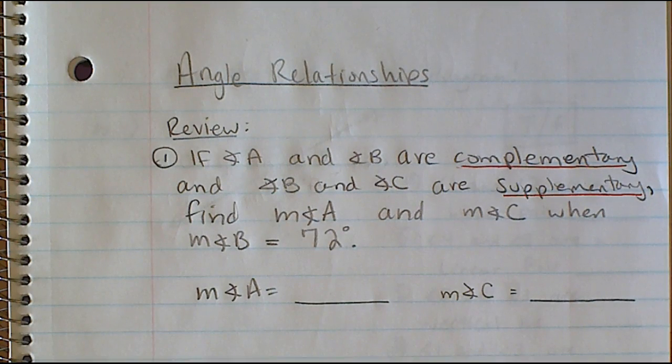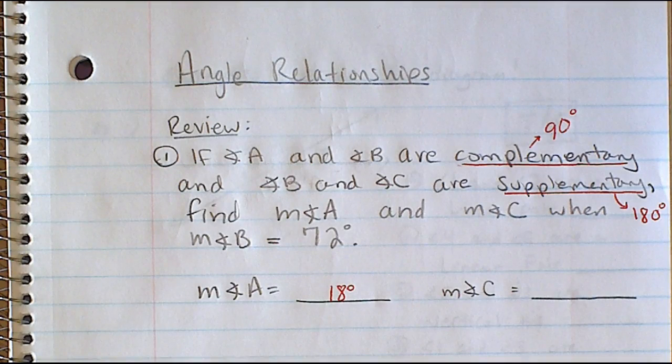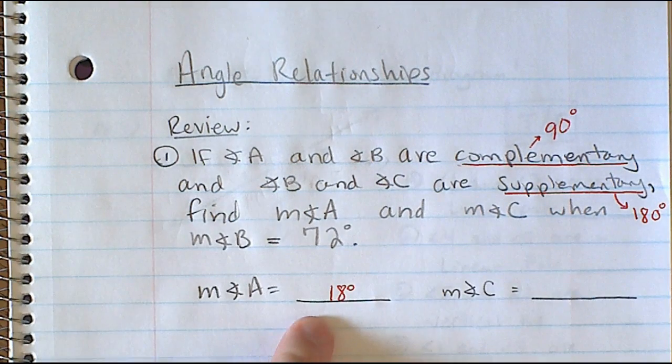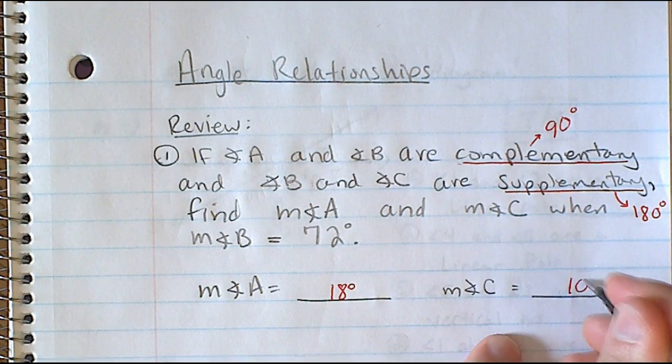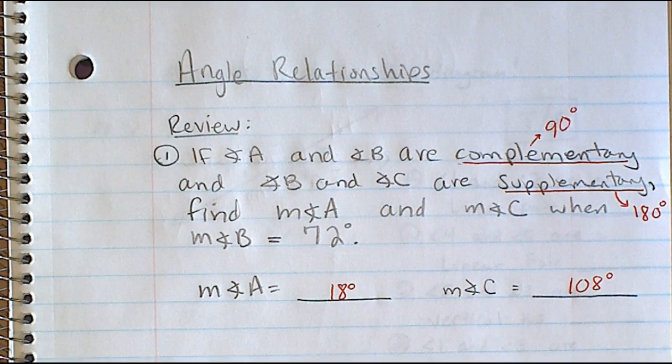And go ahead and see if you can figure out what the measure of angle A would be and what the measure of angle C would be based on that given information. And then when you're ready, you can go ahead and resume the video. So we know complementary angles add to 90 degrees, supplementary angles add to 180 degrees, which means that if angle B is 72 degrees, angle A would be 18 degrees, and angle C would be 108 degrees.